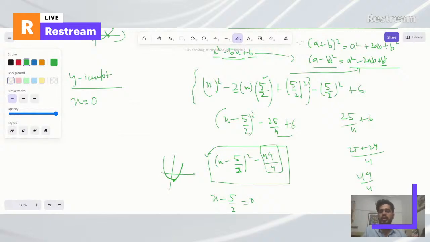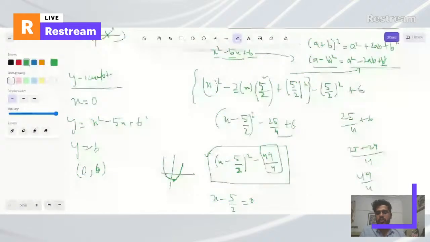So if we place x equals 0, the equation is y equals x square minus 5x plus 6. Now if we place 0 over here, y is going to be 6. So I've got one other point, which is 0 comma 6, right?